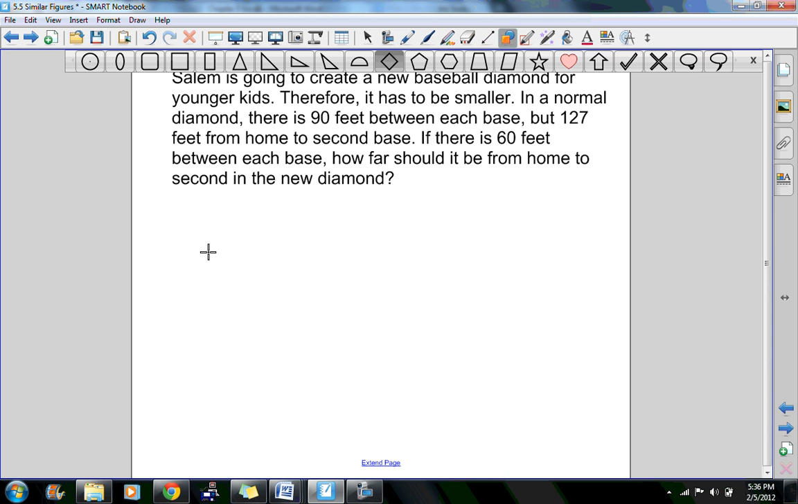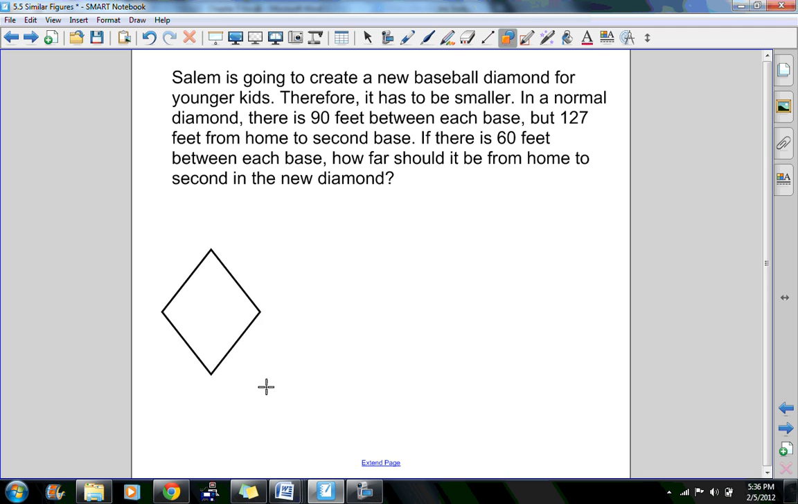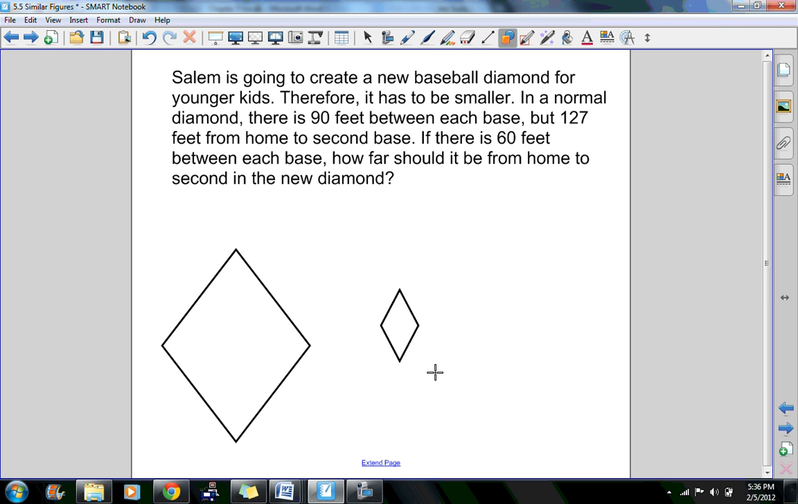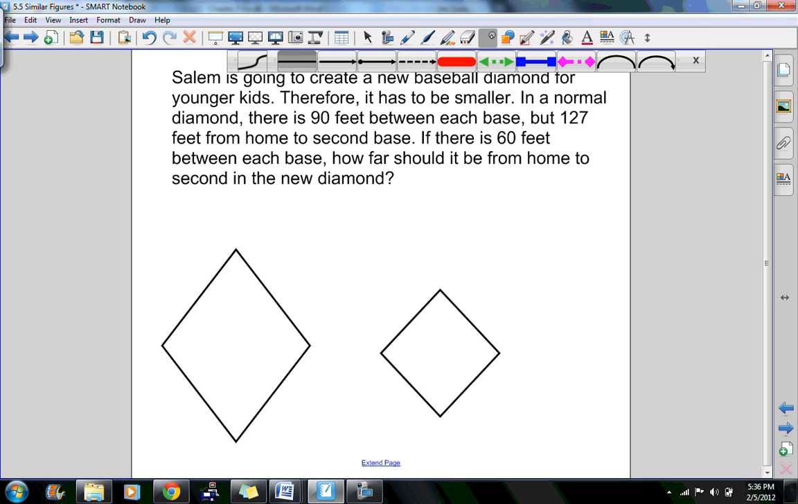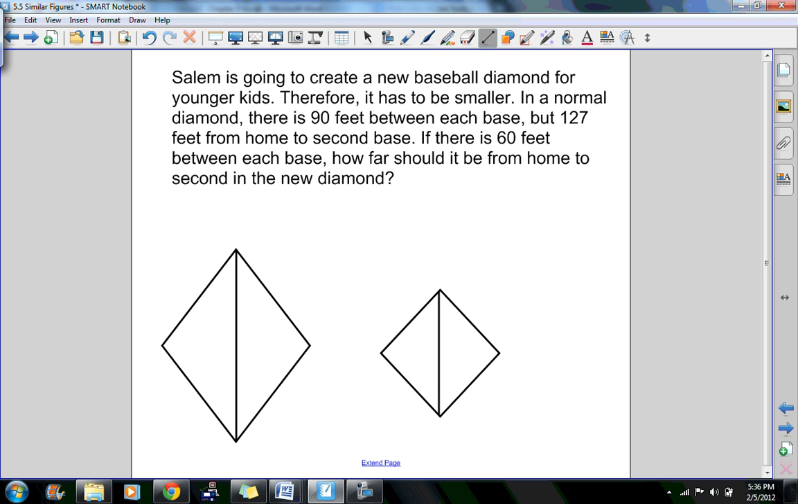So I'm going to take my little picture here and I'm going to use these to draw. So here's going to be the large diamond, and here's going to be the new smaller one. And I know that we care about this measurement right there for both of these, so I'll draw that in. And I know that it's going to be 90, 90, and so on around, and this is 127. Then I know for this one, it's going to be 60 and 60 all the way around, and this is what we're trying to find out. So I'm going to label it as Y.